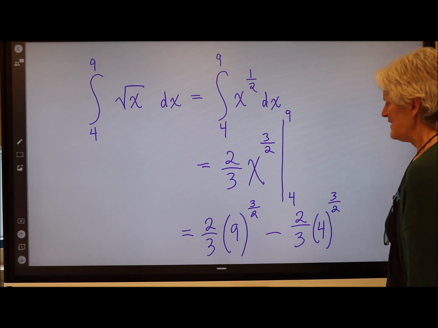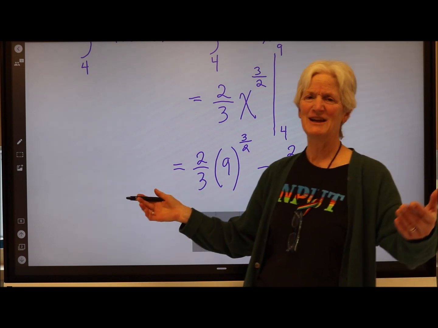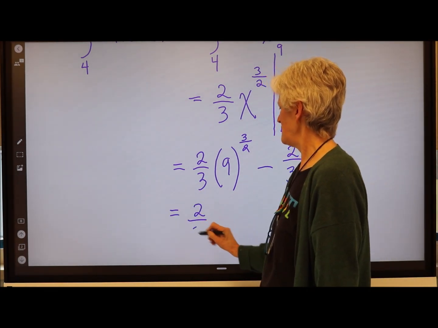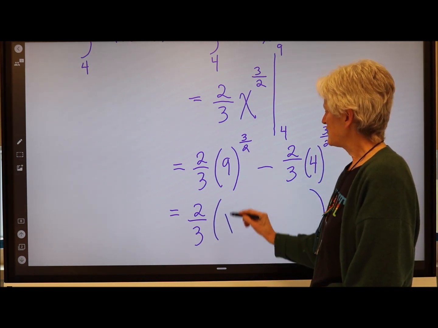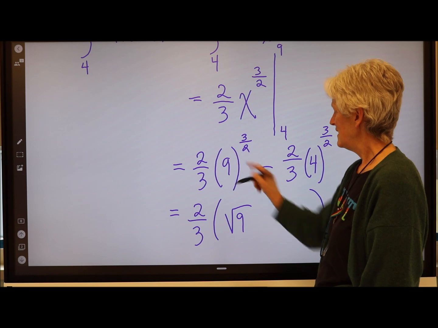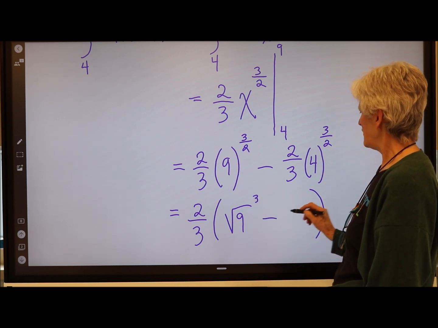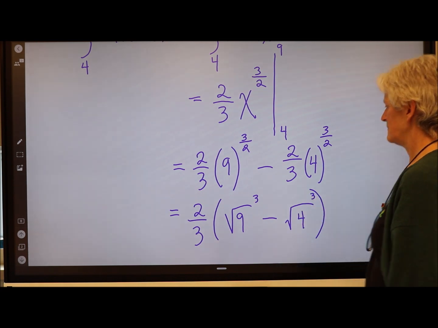All right. If you have a calculator, you can just go ahead and do this in your calculator, but that's kind of no fun. Let's do this by hand. The 2/3, I'm actually just going to factor that out. I'm going to think of this as the square root of 9, and then cube whatever I get, minus the square root of 4, and then I'm going to cube that.